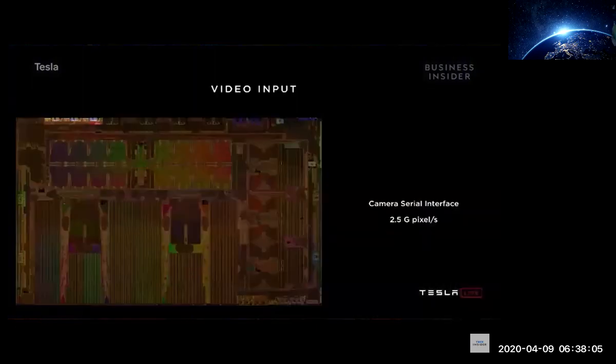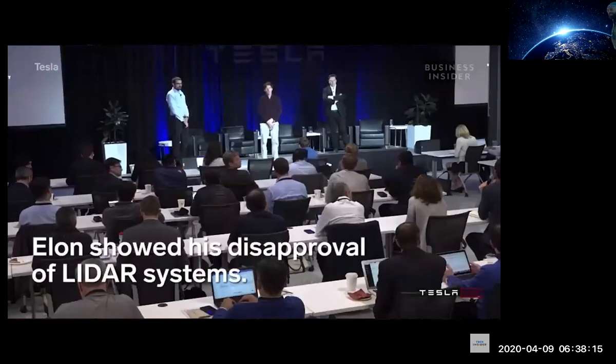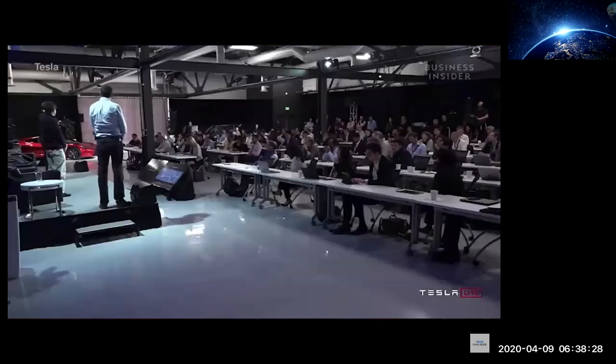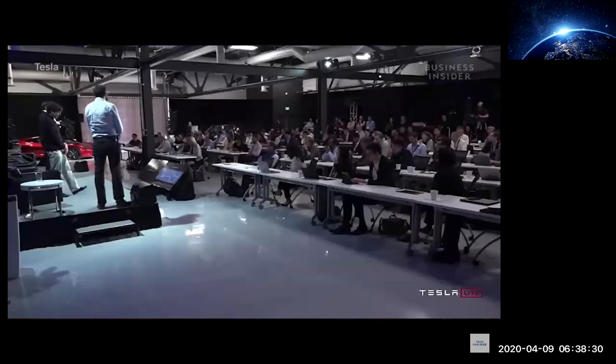There on the top left, you can see the camera serial interface. We can ingest 2.5 billion pixels per second, which is more than enough to cover all the sensors that we know about. In case you use, let's say, LiDAR, would it be able to process that? LiDAR is a fool's errand. And anyone relying on LiDAR is doomed. Doomed. Expensive sensors that are unnecessary. It's like having a whole bunch of expensive appendices. Like one appendix is bad, well, now we have a whole bunch of them.